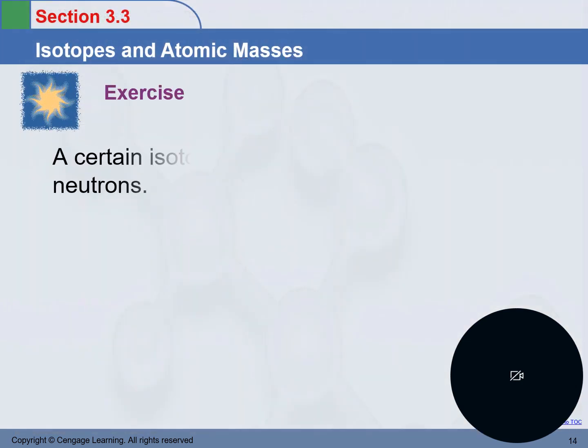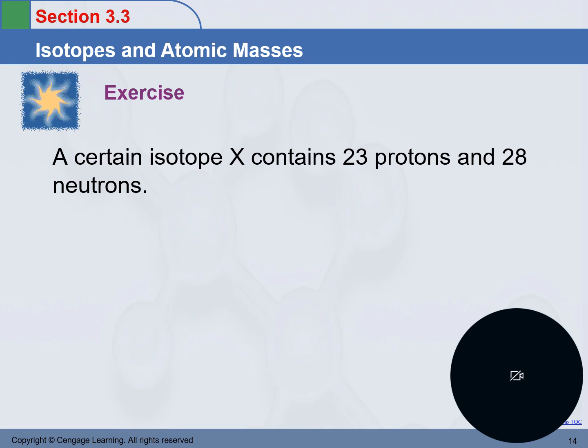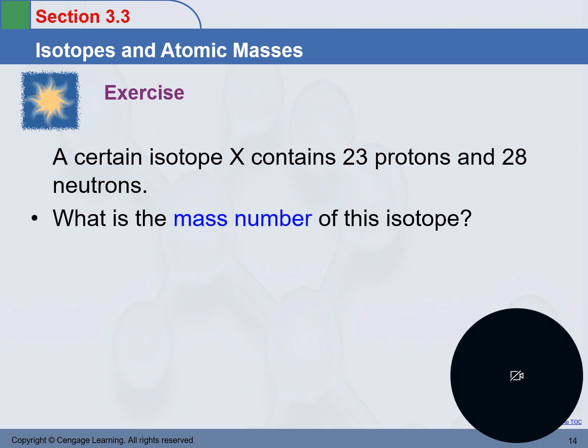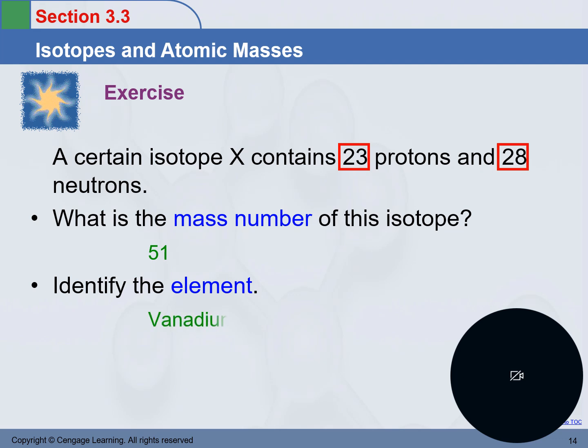One more learning check for us. We're going to be given an isotope X that contains 23 protons and 28 neutrons. First one wants to know the mass number. So all we've got to do is add up our protons and neutrons and we get our mass number. In this case, 23 plus 28 is going to give us our answer of 51. Then we just have to find 23 on our periodic table, and it happens to be something in the transition elements known as vanadium, or capital V.